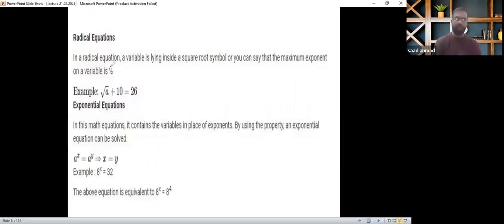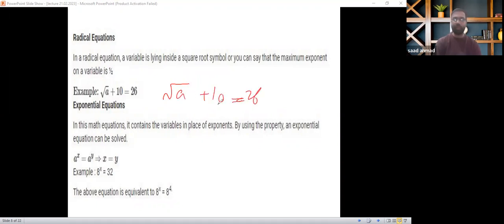Then there are radical equations, where a variable lies inside a square root symbol. It can be a square root, cube root, or any root, right? It's not just the square root. These are the radical ones, like the square root of a plus 10 equals 26.